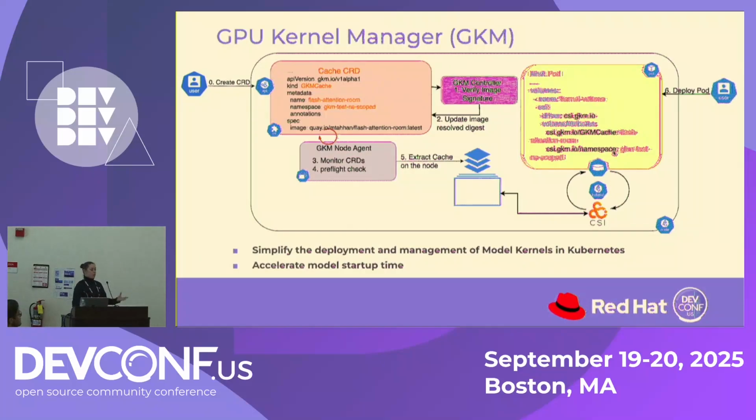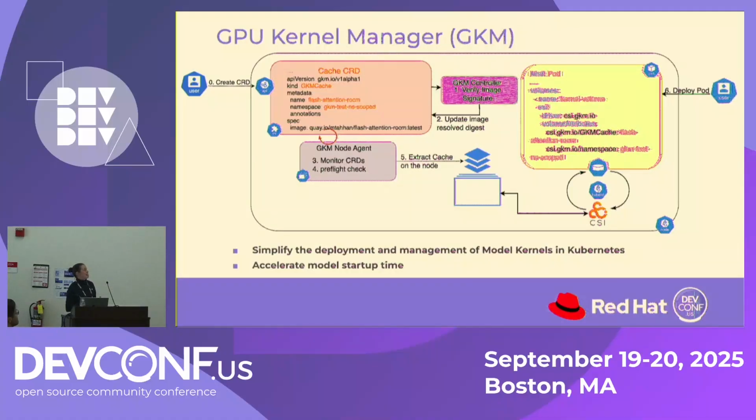When you go to deploy one of these pods, Kubelet will kick our GKM CSI driver, whose role is to find where that cache was extracted on the node and make it available by mounting it as a volume into the pod. And voila, just like that, you accelerate model startup time.